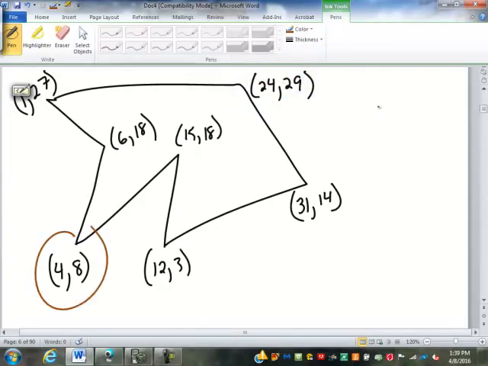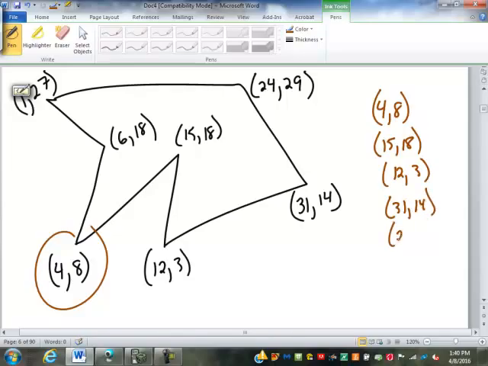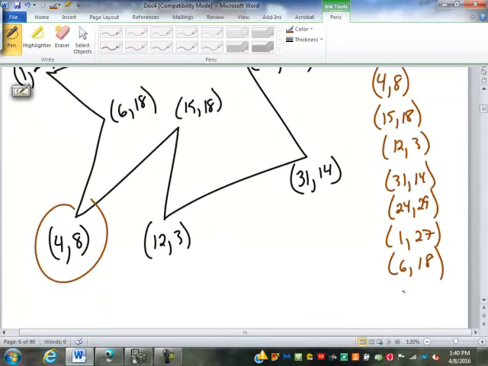I'm going to start at the 4, 8 just because it's there. What would be next? 15, 18, and then 12, 3, 31, 14, 24, 29, 1, 27, 6, 18, and 4, 8. You missed the 15, 18. A lot of people missed that one tucked up in there.